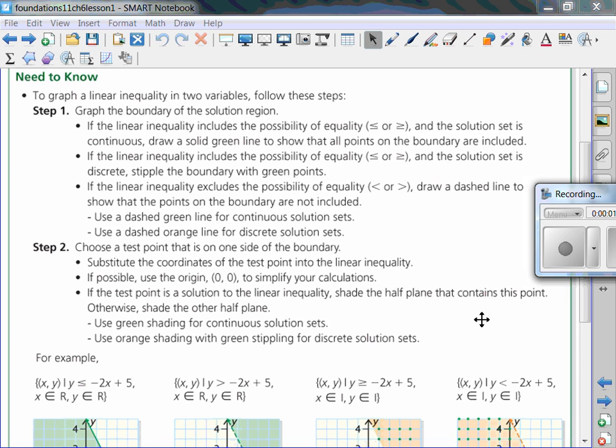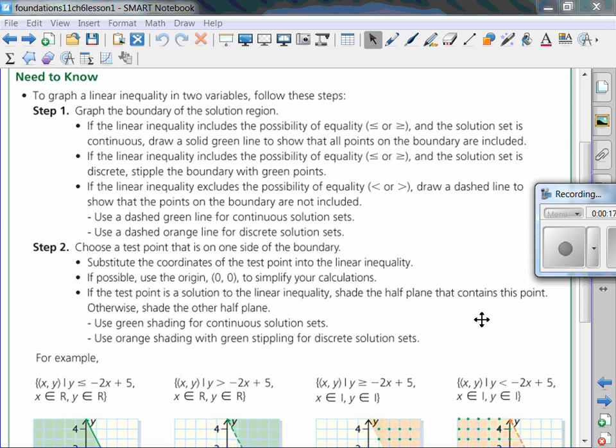Next thing we're going to talk about is the shading when it comes to graphing, what colors we're going to shade and what the lines are going to look like, etc. for the linear inequalities. So in the need to know section at the very end of the chapter, it says to graph a linear inequality in two variables, follow these steps. So we're going to graph the boundary.